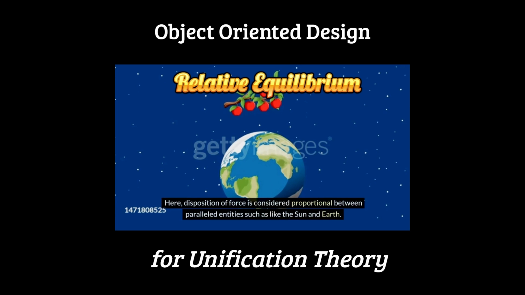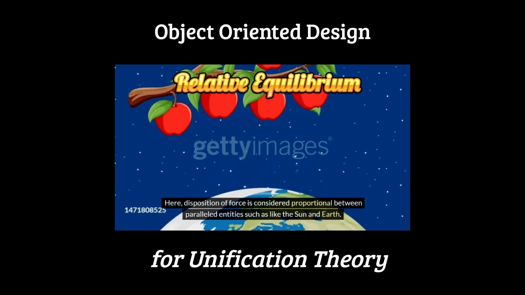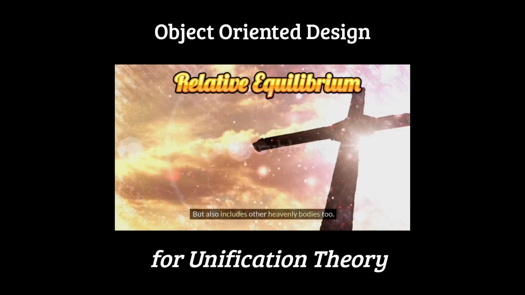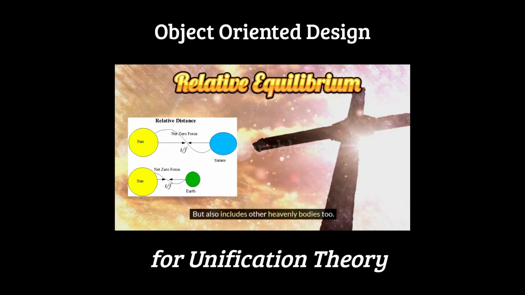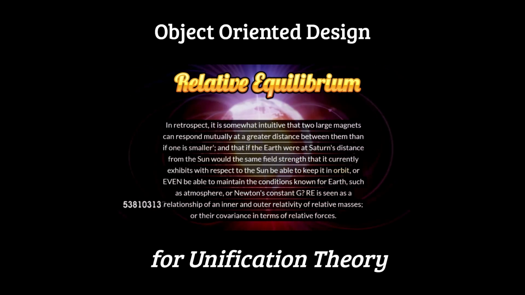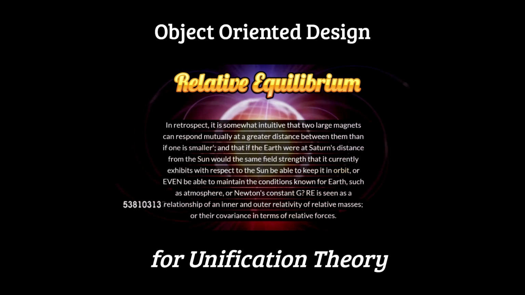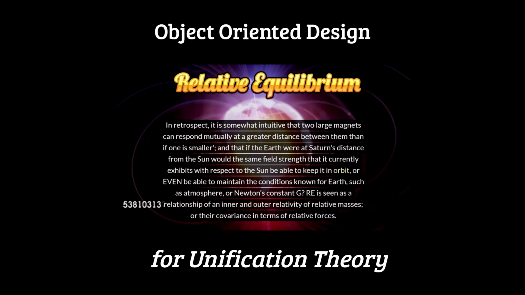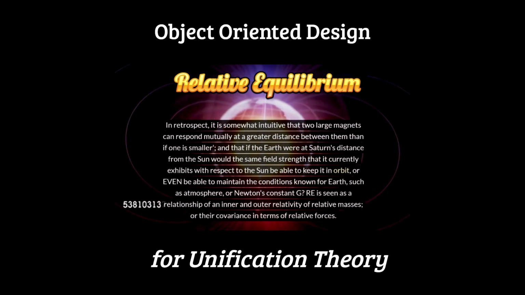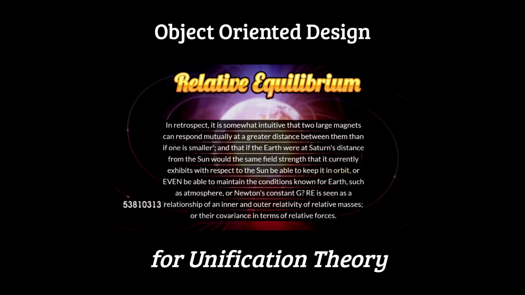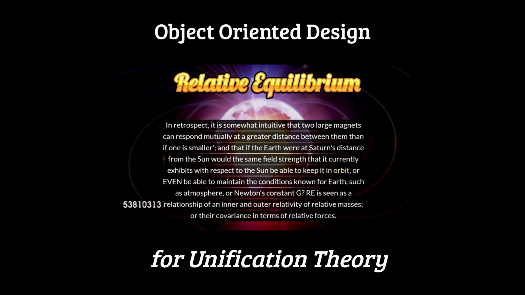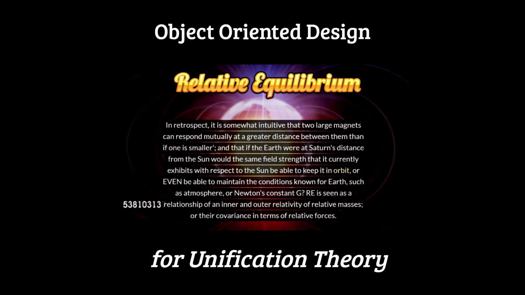Here, disposition of force is considered proportional between paralleled entities, such as the Sun and Earth, but also includes other heavenly bodies too. In retrospect, it is somewhat intuitive that two large magnets can respond mutually at a greater distance between them than if one is smaller, and that if the Earth were at Saturn's distance from the Sun, would the same field strength that it currently exhibits with respect to the Sun be able to keep it in orbit, or even be able to maintain the conditions known for Earth, such as atmosphere, or Newton's constant g.